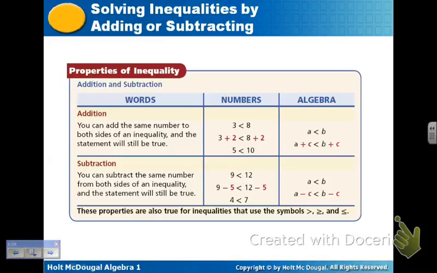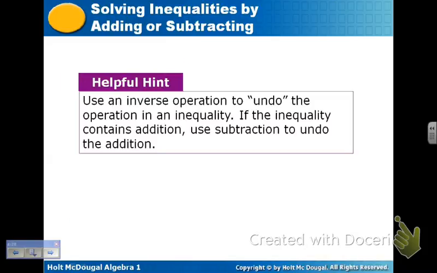Here are some notes on addition and subtraction of inequalities. You can add and subtract the same number from both sides of an inequality and the statement will still be true. A helpful hint: use an inverse operation to undo the operation in an inequality. If the inequality contains addition, use subtraction to undo the addition. So subtraction is the inverse of addition and vice versa. And what would the inverse of multiplication be? Of course, division, and vice versa.